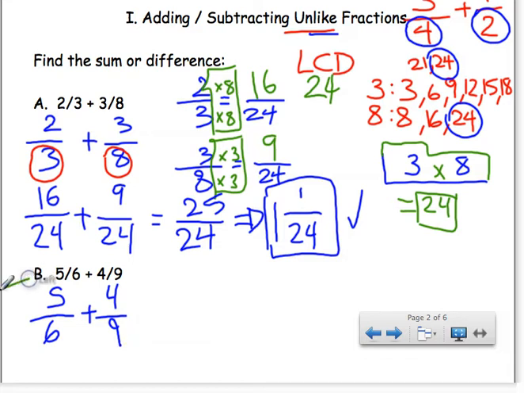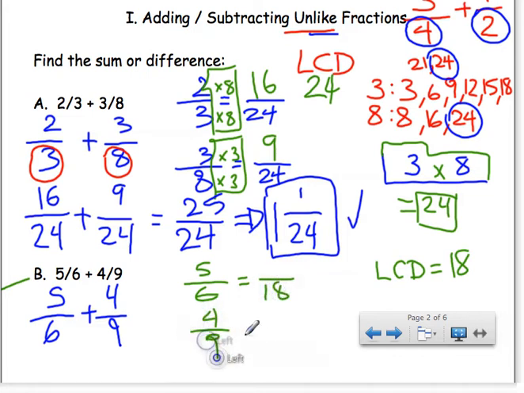Okay, it's time to check our answer. You just tried 5/6 plus 4/9. I'm not going to show all the work to do it, but your least common denominator between 6 and 9 should have been 18. That's the smallest number they have in common. If you wrote 5/6 with a denominator of 18 and 4/9 with a denominator of 18, you would have had 15/18 and 8/18.